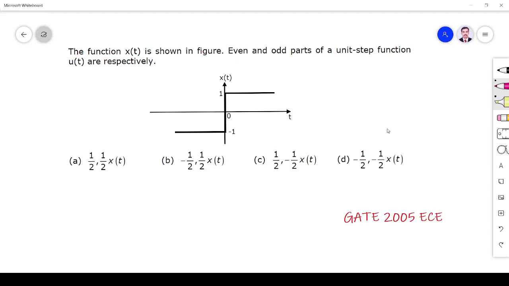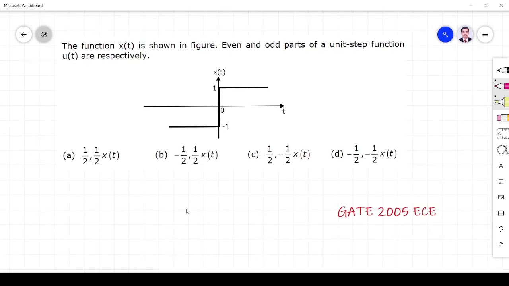Hi friends, in this video let us solve the system related question asked in GATE 2005 paper. The question is: the function x of t is shown in figure. Even and odd parts of a unit step function u of t are respectively. So what we have to do, we have given some x of t, we have to write even and odd parts of unit step in terms of x of t.